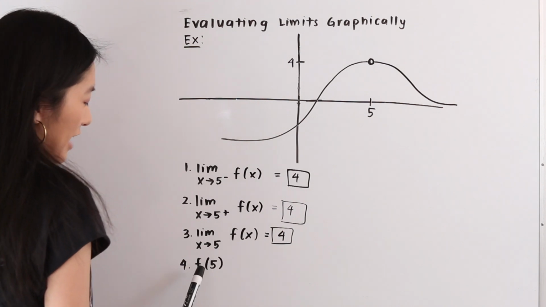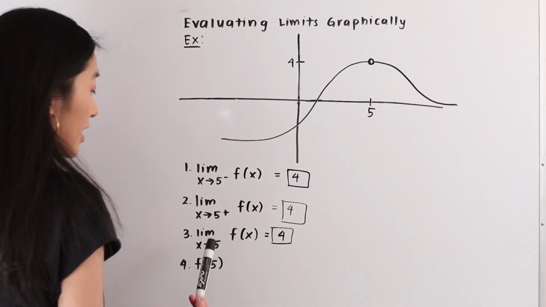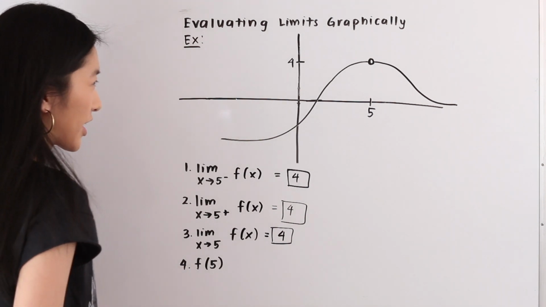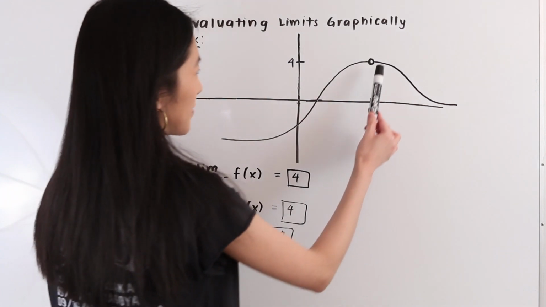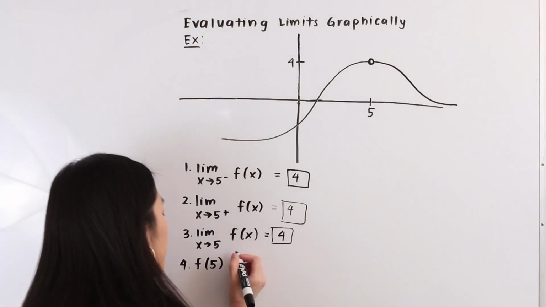In problem 4, we are asked to determine what f of 5 is equal to, and so this is asking us what y value corresponds to the value of x equals 5. Taking a look at our graph, we don't have a solid point at the point x equals 5, so this means that this is undefined.